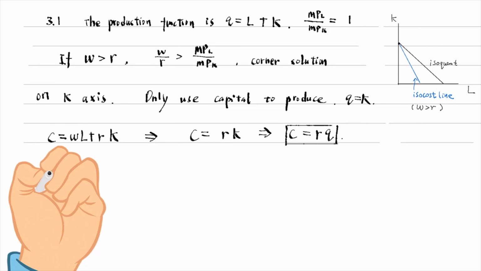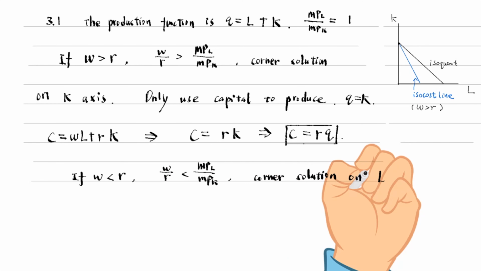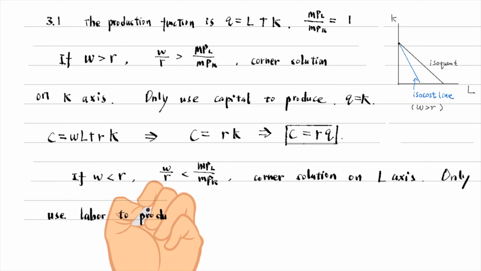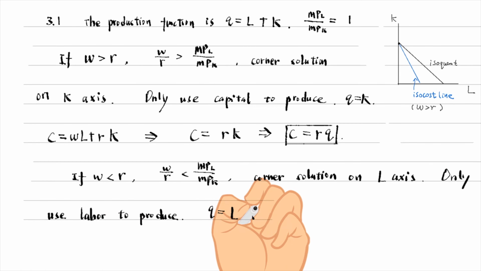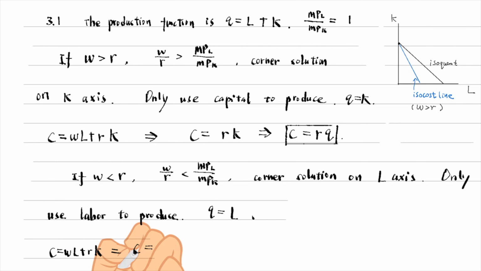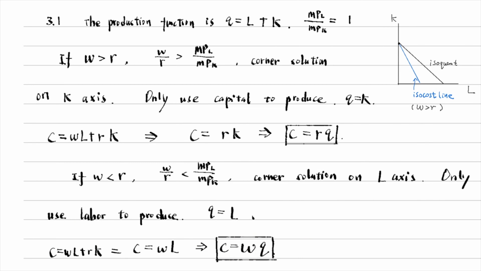If the wage rate is less than the capital rate, then the isocost lines are flatter than the isoquant. The corner solution occurs on the labor axis. The firm only uses labor to produce. So Q equals L. The cost identity becomes C equals W times L. Substituting L equals Q, we have the long-run cost function.